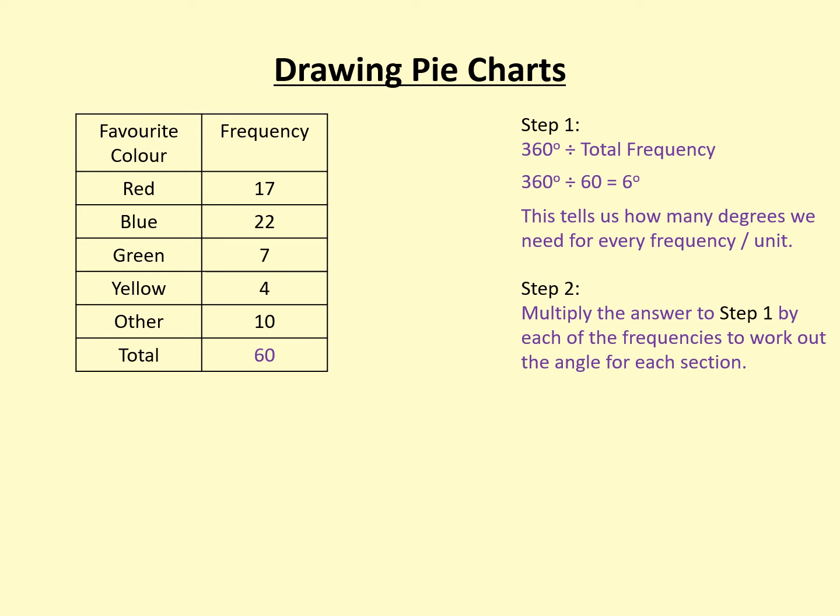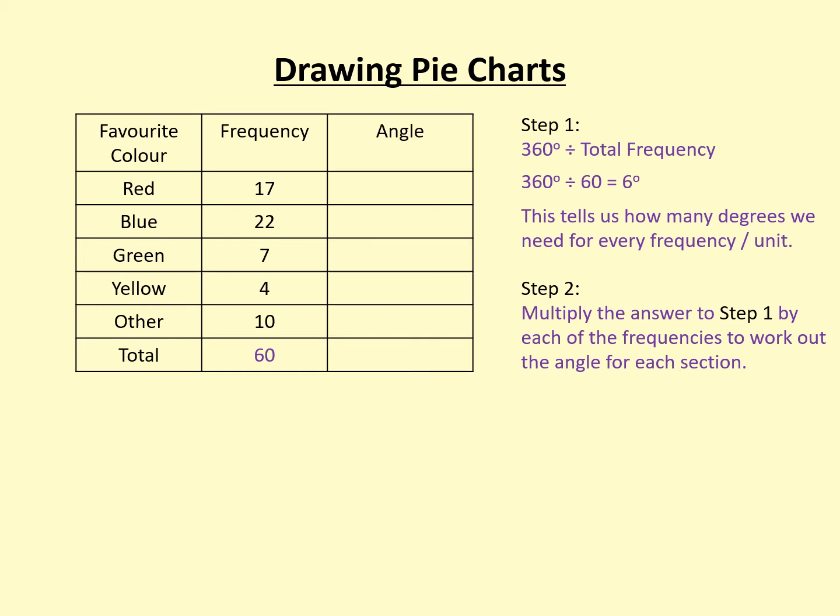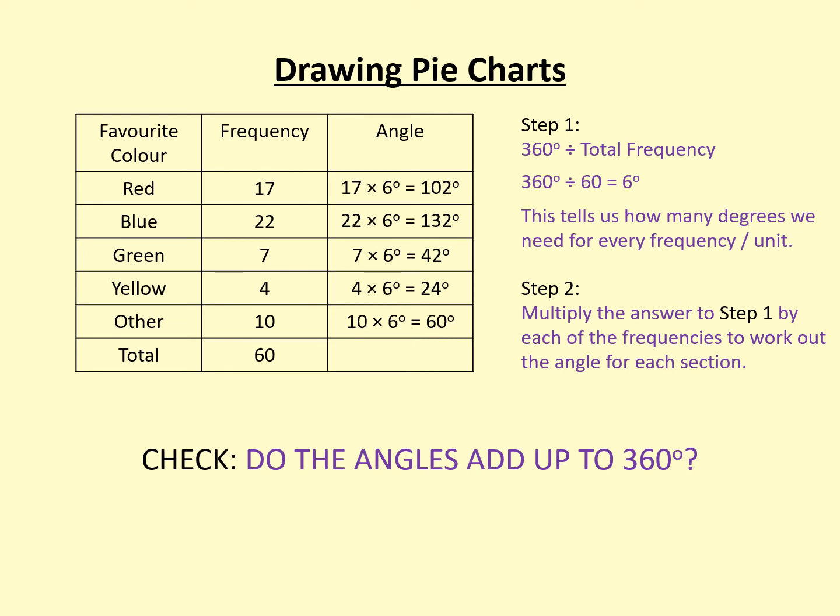Step 2, multiply the answer to step 1, so 6 degrees, by each of the frequencies to work out the angle for each section. So we need to do 17 times 6, gets us 102. We need to do 22 times 6, gets 132. 7 times 6 would be 42. 4 sixes are 24. 10 sixes is 60. And then if we add all the angles together, that should get us 360 degrees as a bit of a check. Always make sure that they add up to 360, because if they don't, chances are we've done something wrong.